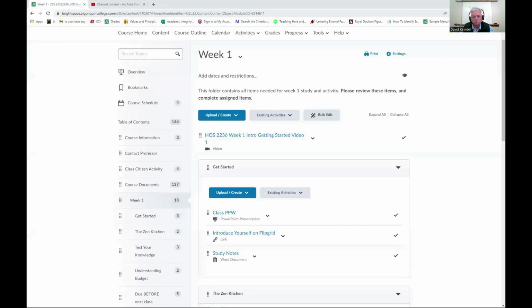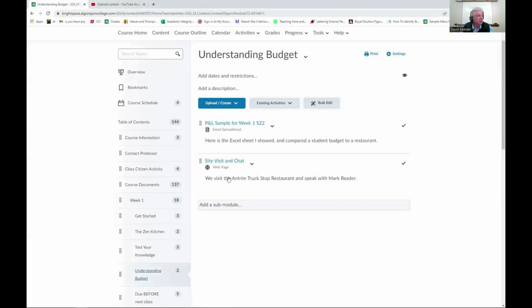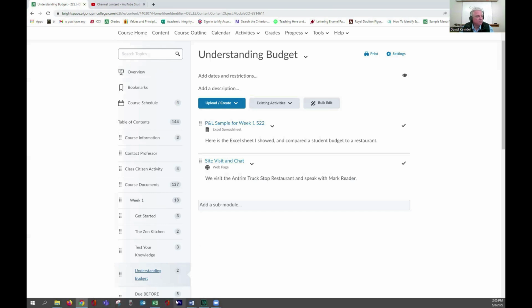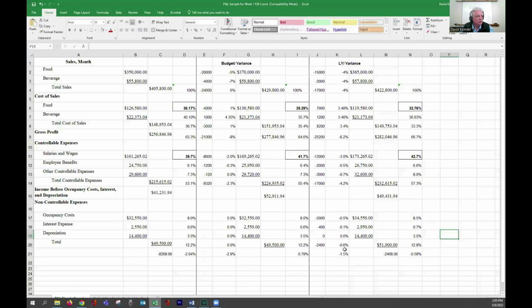Okay, now let's look at week one again and the budget assignment and the fundamentals of the budget process. So if we look under week one, we're going down to understanding budget. That brings us here, and I have a sample P&L or profit and loss statement. That's what the P&L stands for, profit and loss. And I have an Excel sheet to explain.